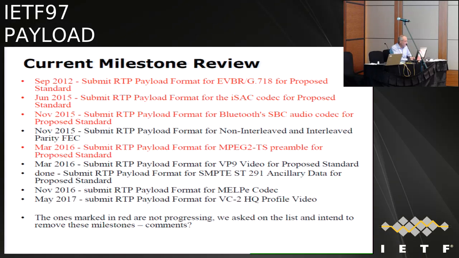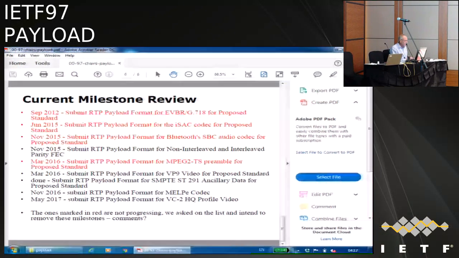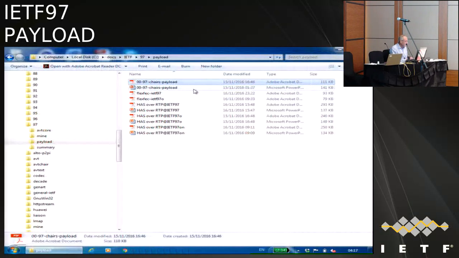The other milestones, we have the FEC, we have the VP9 video codec. We'll need to update the milestone date for that one. We have the MELP, which I hope we'll submit soon for publication. We're done with this. And we now have a milestone also for the VC2 high quality profile video. Okay, so this is the status. We can go now to the first presentation, which is about the FEC.